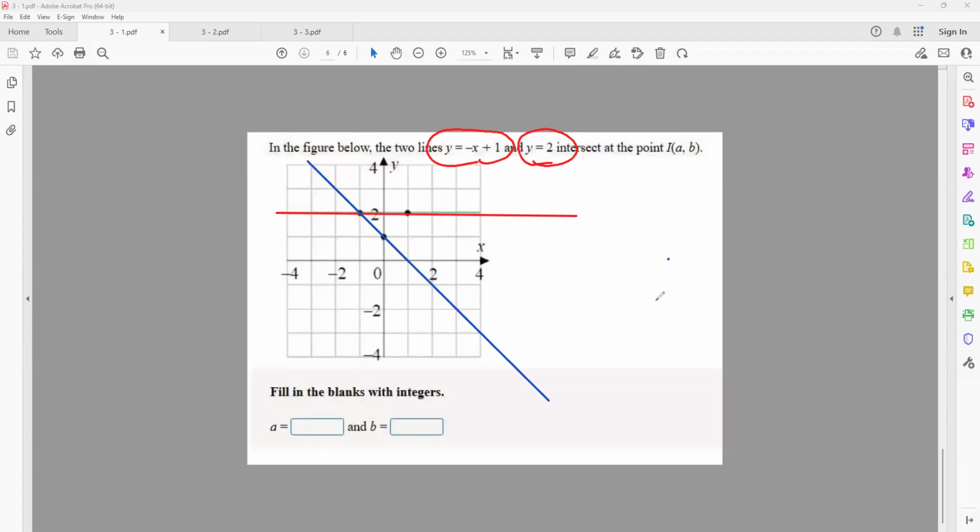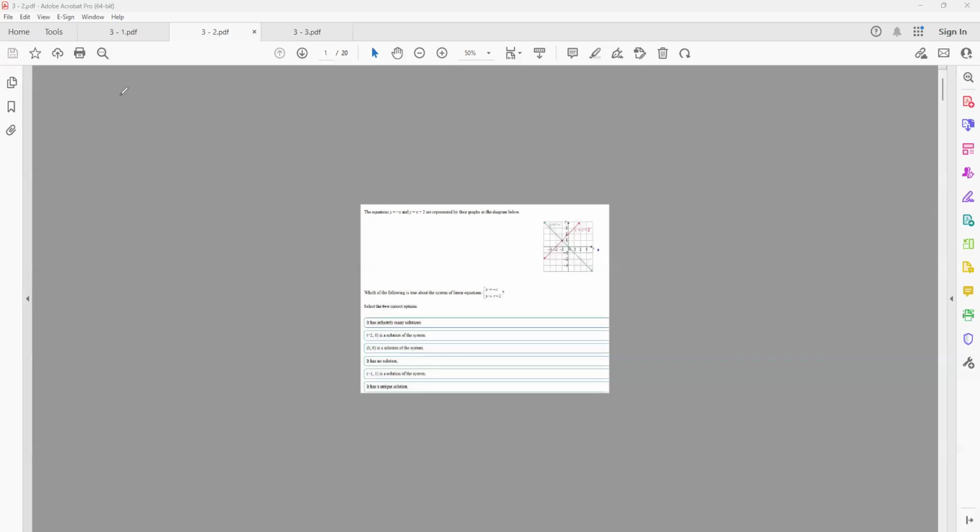Where is the intersection point? Yes, exactly. So what is the coordinate of this point? -1 and 2. Exactly. This point is -1 and 2. What is the value of A? You write it here, -1. And B will be 2. Do you understand now? I think so.